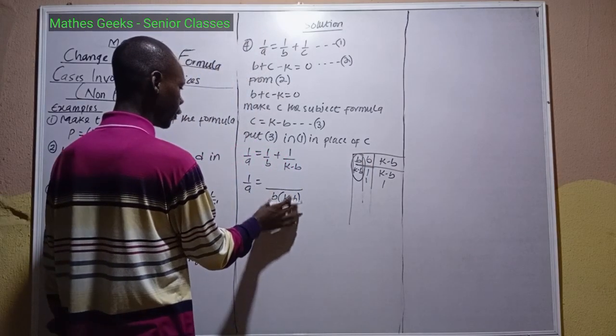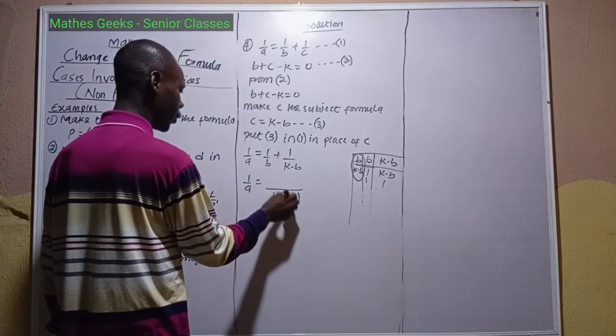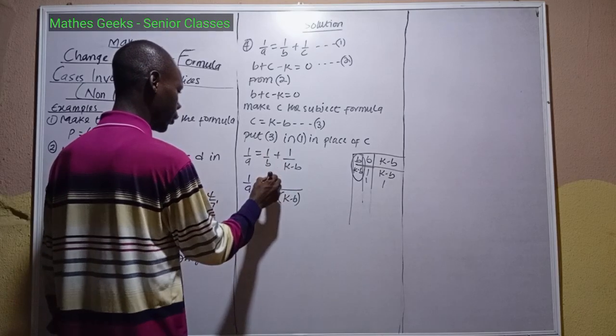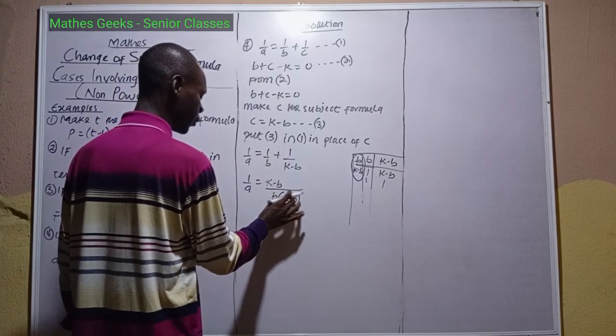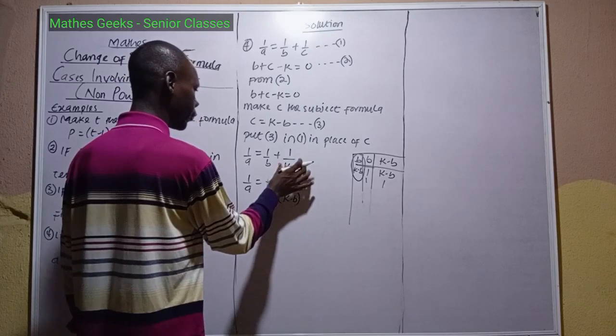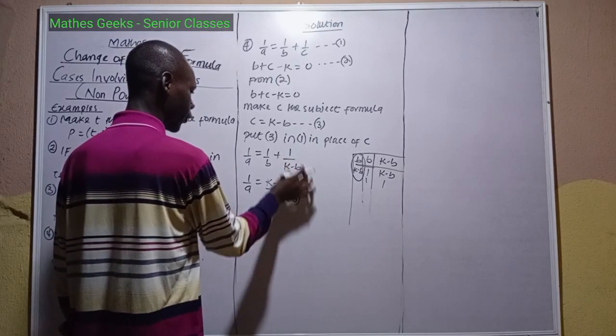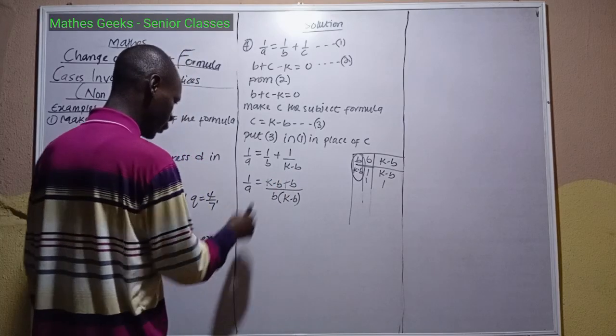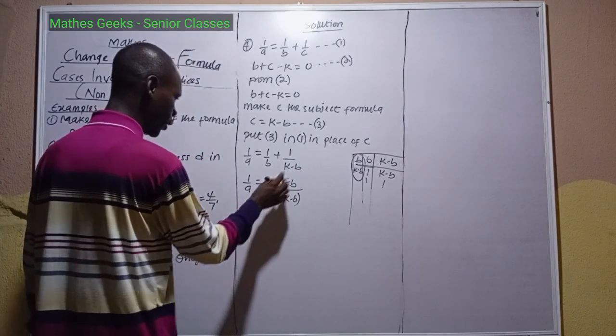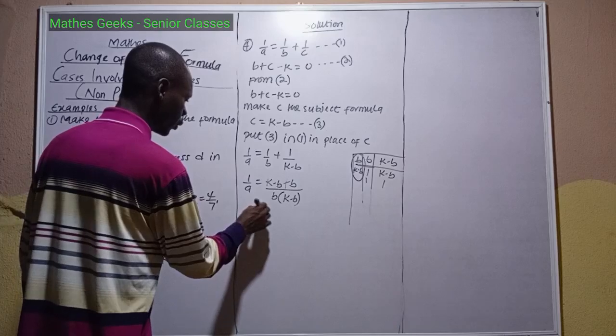So B, K minus B into B: B will eliminate B, so we're left with K minus B. K minus B times 1 will give us K minus B. K minus B multiplied by K minus B divided by K minus B. This part will mean this part, so B times 1, B, plus B. So 1 over A. Next is to cross multiply.